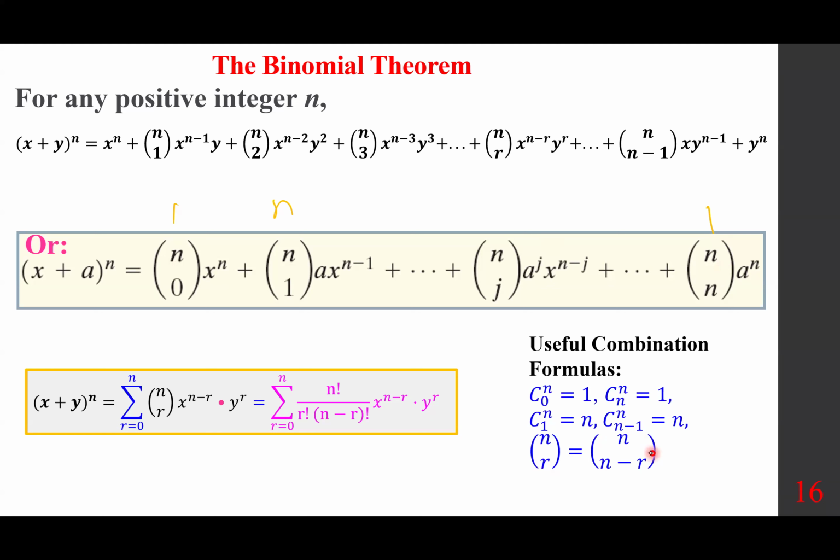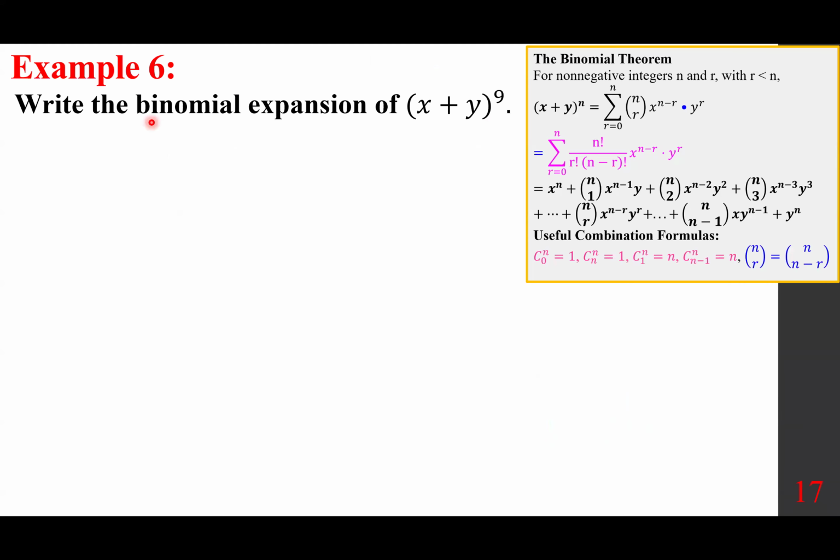We will look at an example. So we want to write the binomial expansion of this, reminding everybody that this is what we use. This is the expansion of the combination, and these are the useful combination formulas. So (x plus y) to the power of 9. The first one is n choose 0, which makes this x to the power of 9. The next one is 9 choose 1, x to the power of n minus 1, that means 8, y to the power of 1.